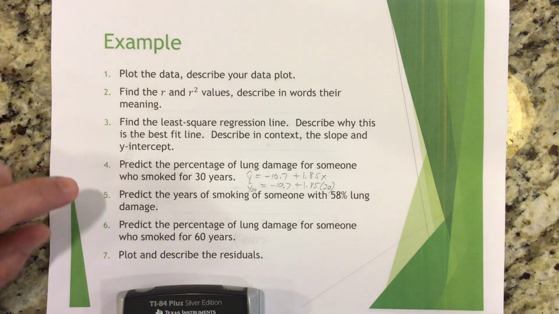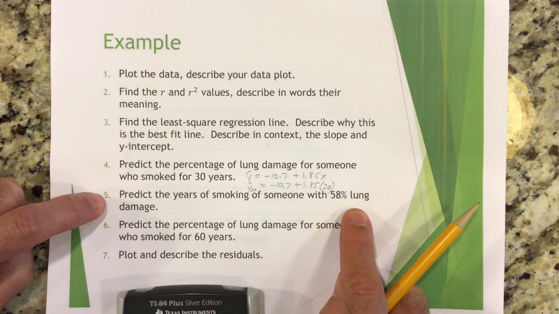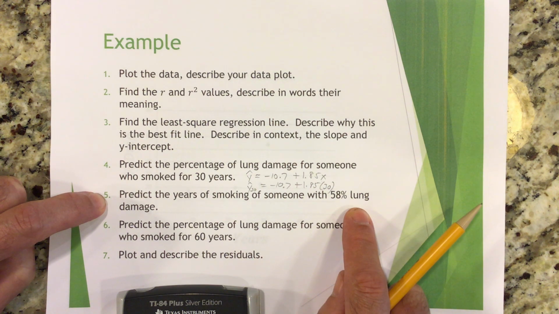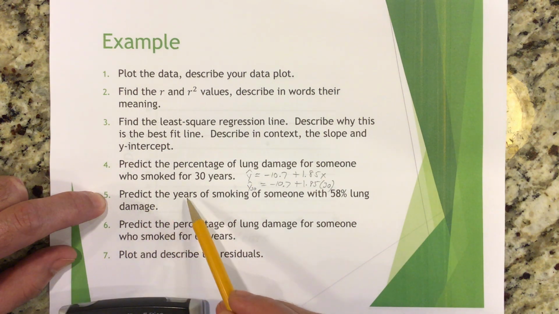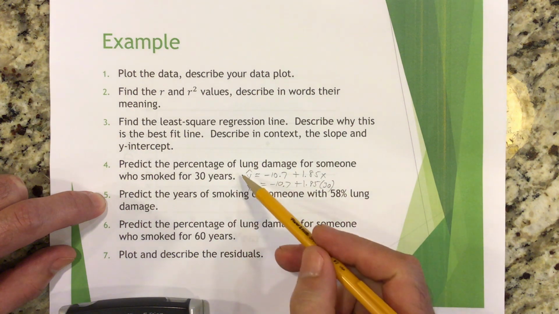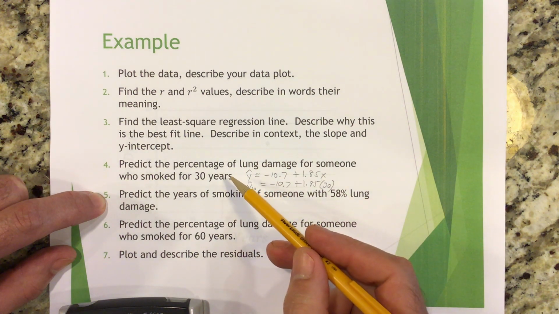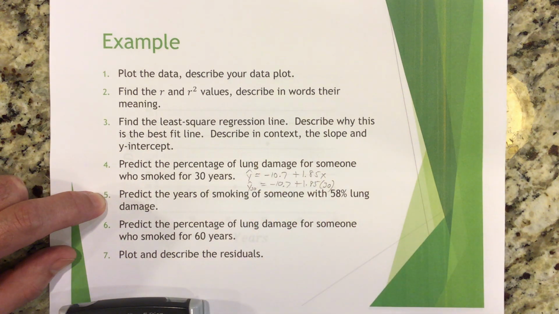Okay, now question number 5. This is one that a ton of students miss. Notice, we are now trying to predict the number of years somebody smoked. You see how that's different, right? Our relationship was the years were explaining lung damage. Now we're looking at lung damage and we're trying to work backwards and explain how many years a person has smoked. So you see, we've reversed the explanatory response relationship here.